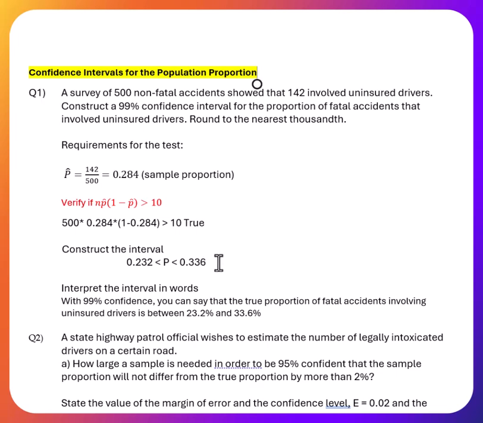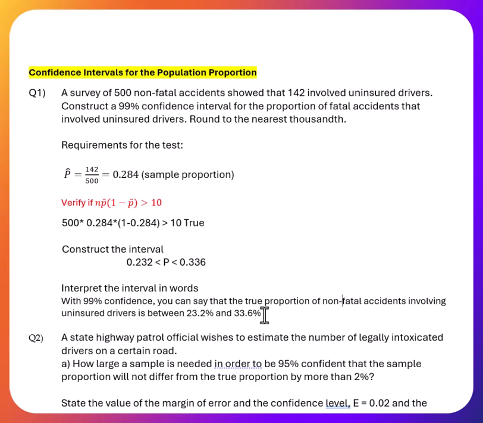What's more important, guys, is that you know how to interpret this answer in words. So here's how you interpret. You say, with 99% confidence, we can say that the true proportion of non-fatal accidents involving uninsured drivers is between, and when you write a statement for a reader, I would change the decimals to percents, between 23.2% and 33.6%. So this is how you construct a confidence interval for the population proportion.